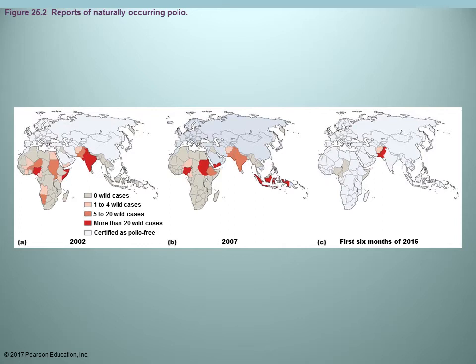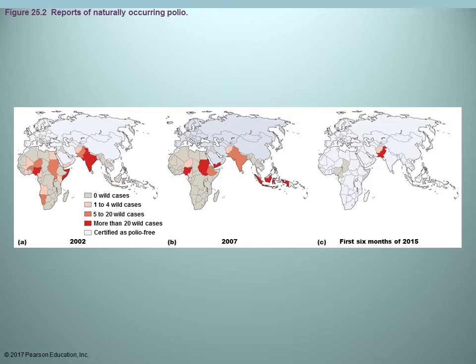This map shows over time from 2002, the middle is 2007, and then to the beginning of 2015, the number of wild cases of polio. Now, as you can see, it's decreasing. That's a good thing. There has been concern about, although numbers are decreasing over time, whether there may be some increase again.